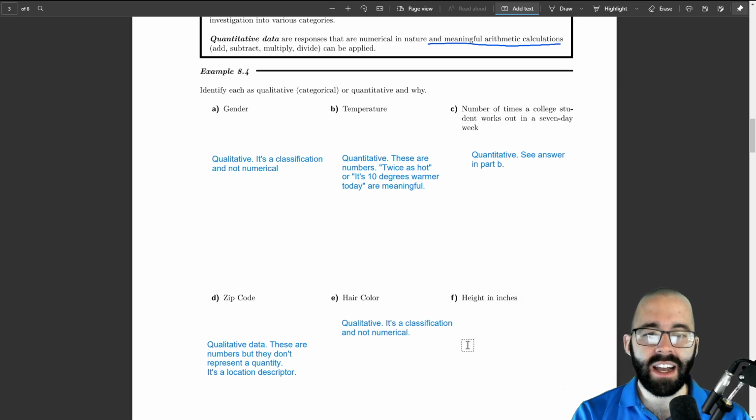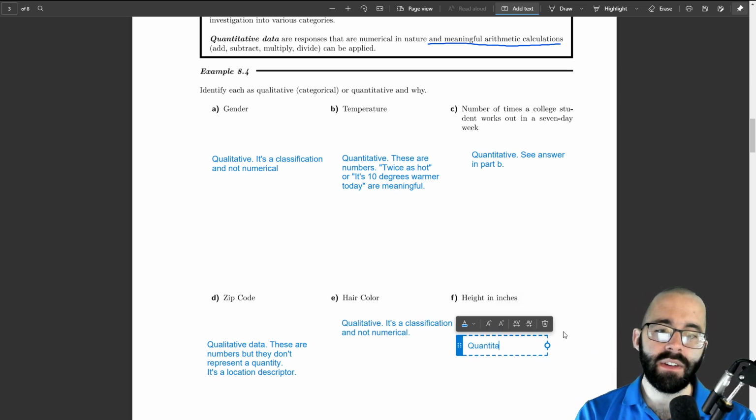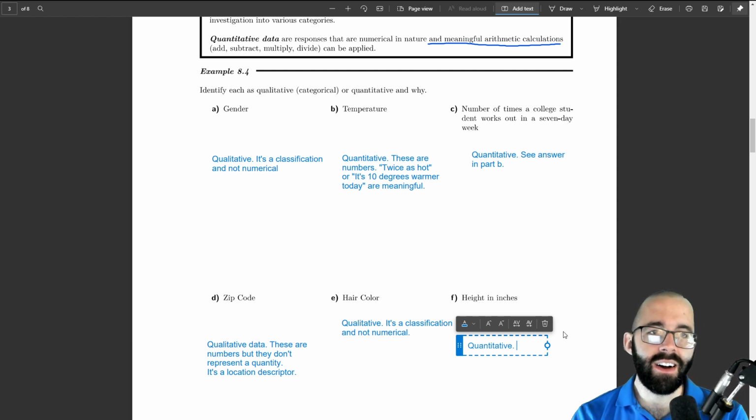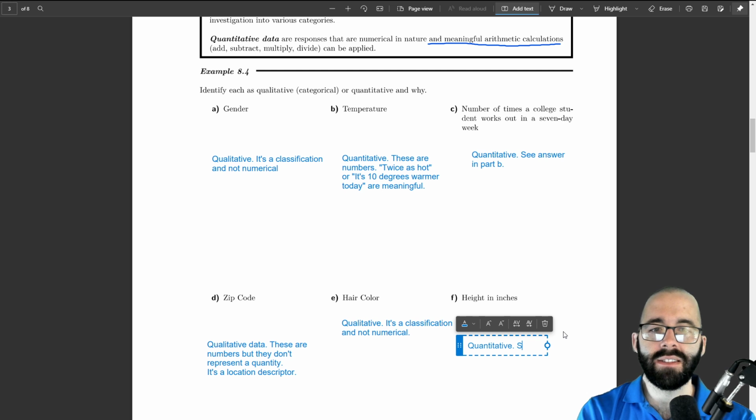And last but not least, height in inches. That's going to be quantitative. Quantitative. I can't type this word. Quantitative, and it's quantitative because it's an amount of height. Twice as tall makes sense. He's 10 inches taller than she is, or whatever. So again, the answer in B.